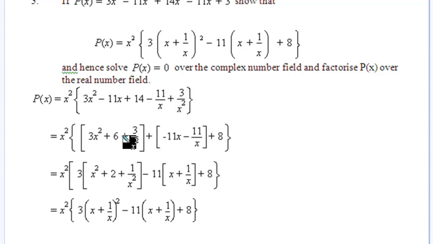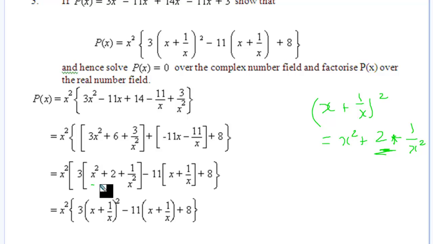We get the 6 from the case that if we expand x plus 1 on x out, remember it's a perfect square, so this would give us x squared plus 2 times x times 1 on x, which would be 2, and then plus 1 on x all squared, which would be just 1 on x squared. So we're just getting our perfect square. So we need a 2 in that bracket there, and 3 2's are 6. So that's why we've got the 6 there out of the 14.